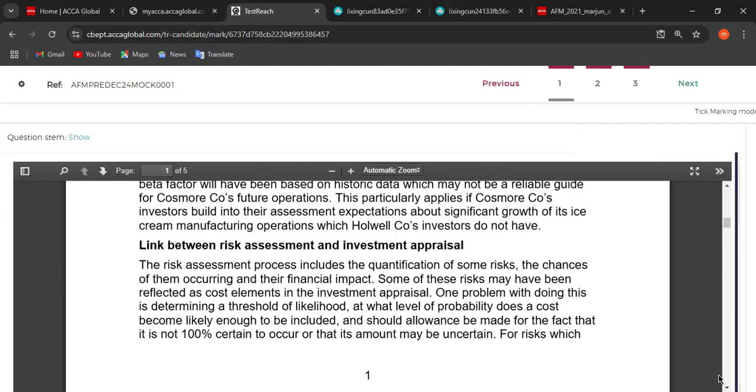Now, the link between risk assessment and investment appraisal. The risk assessment process includes the quantification of some risks, the chances of them occurring, and their financial impact. Some of these risks may have been reflected as cost elements in investment appraisal. One problem with doing this is determining a threshold of likelihood. At what level of probability does a cost become likely enough to be included? And should allowance be made for the fact that it is not 100% certain to occur or that its amount may be uncertain?